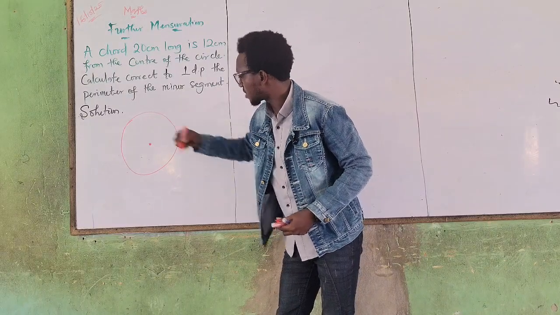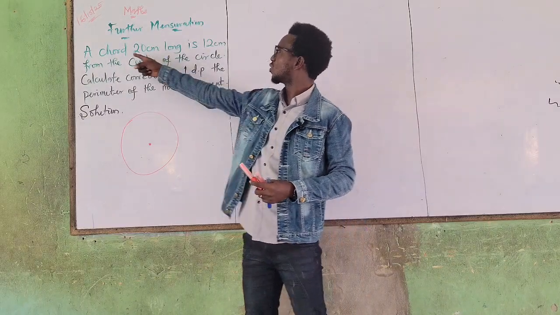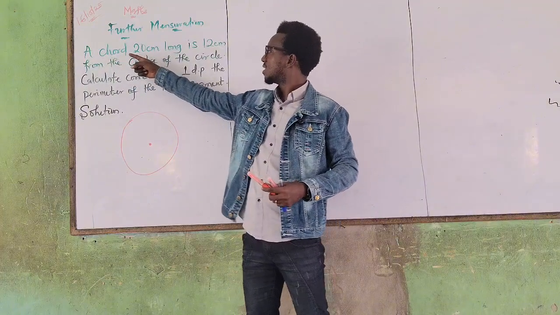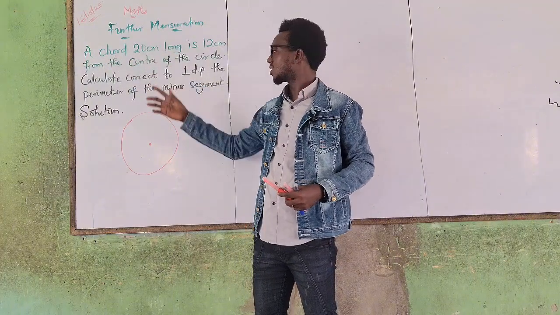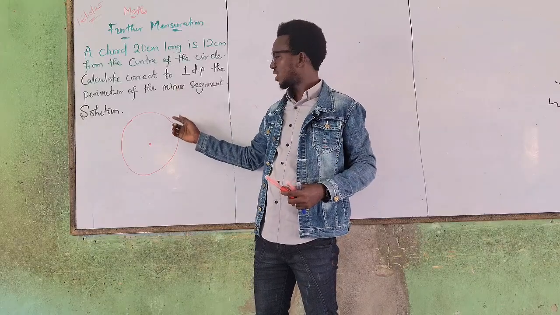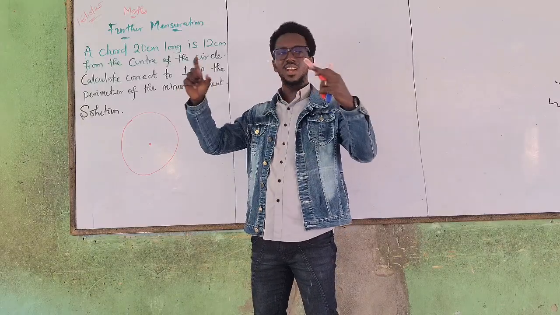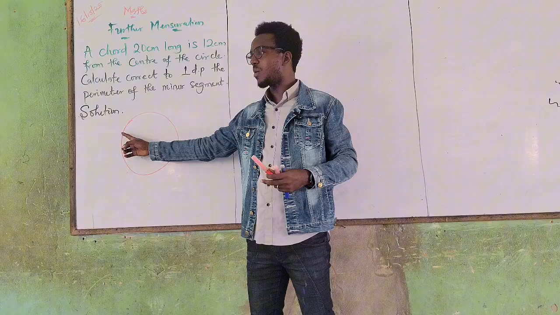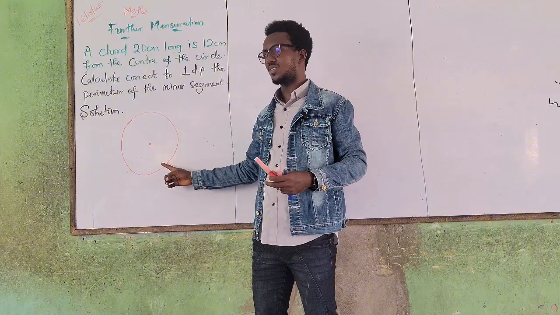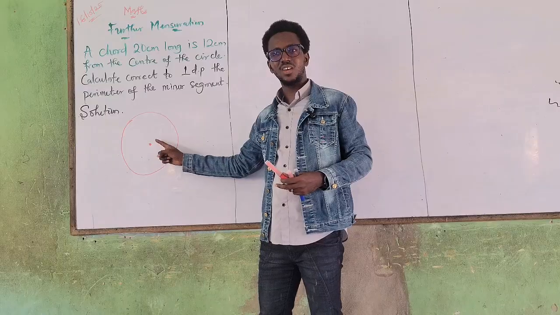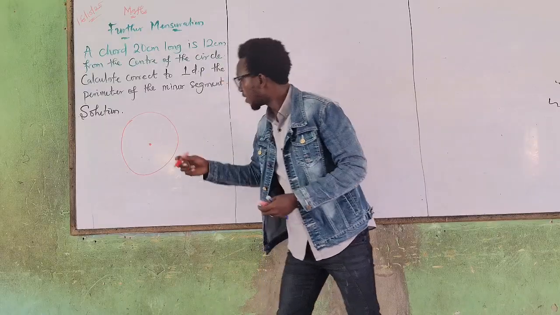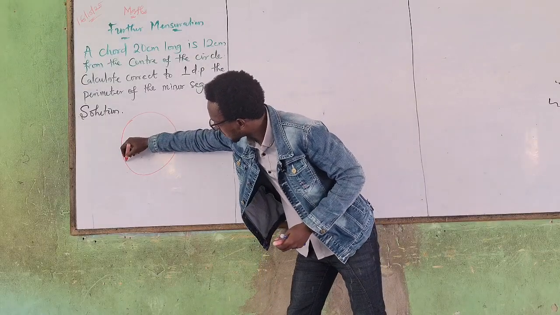So this is the center of the circle. So we want to locate this first statement. It said a chord 20 centimeter long. So the next question is, what is a chord? If you remember, a chord is any line that runs from one part of the circumference to another part without passing through the center of the circle. All right, so let's say this is the chord's length.